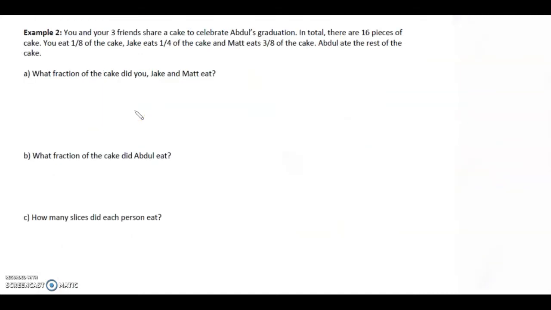Example 2. You and your 3 friends share a cake to celebrate Abdul's graduation. In total, there are 16 pieces of cake. Okay, you eat 1/8 of the cake, Jake eats 1/4 of the cake, Matt eats 3/8 of the cake. Abdul ate the rest. So we don't actually know what Abdul ate, but he ate the rest.